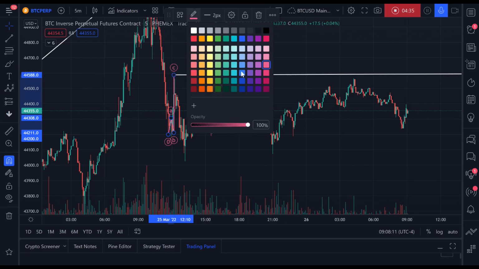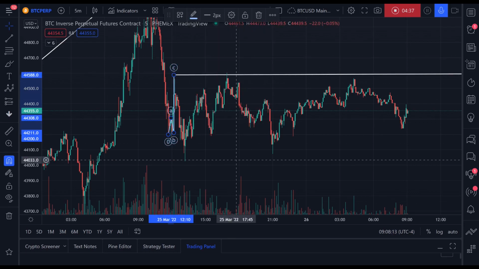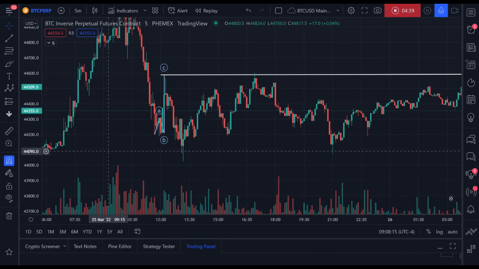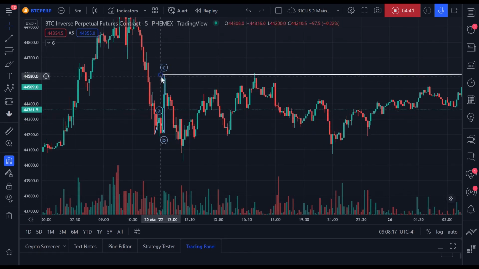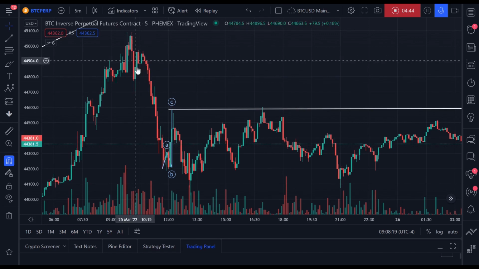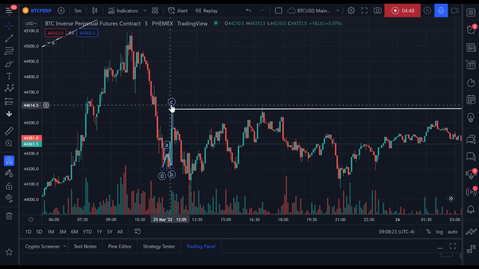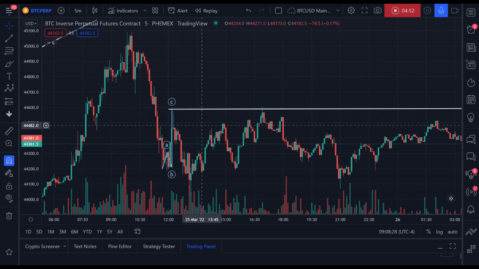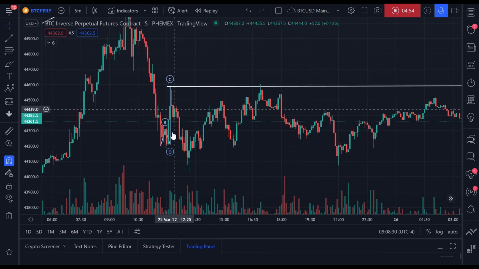All right, so let's make this a little lighter. Okay, so this initial A wave is basically breaking the downtrend, breaking that initial break of structure, and saying, okay, I'm going to initiate this reversal. I'm going to initiate this counter wave, which is the B wave, okay?